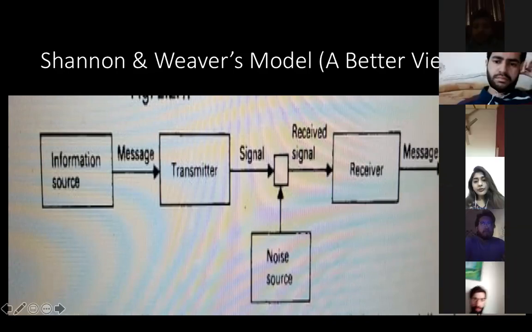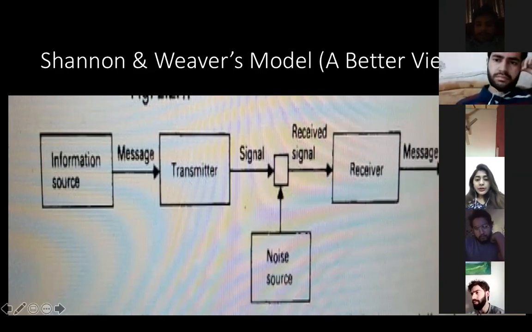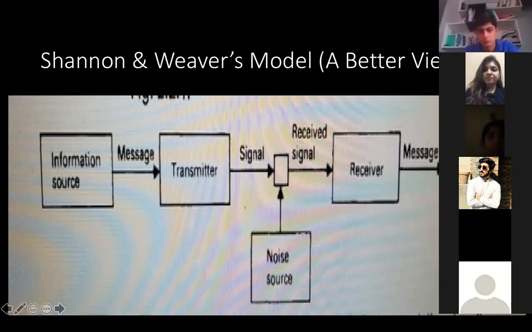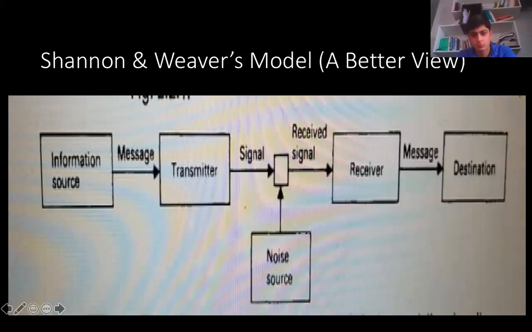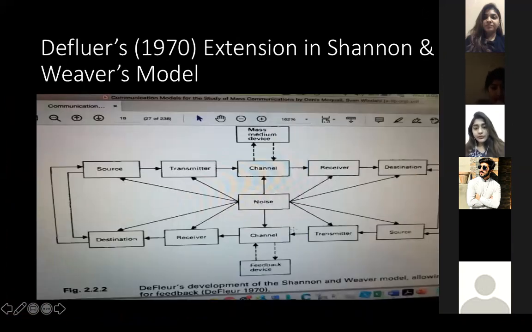Can anyone talk about that? Let's ask Salman Habib. Salman, can you give an example of how noise can interfere in this process? Noise may be because of weak signals. Weak signals, Shabash. Weak signals is also a very good example. Okay, let's move on.